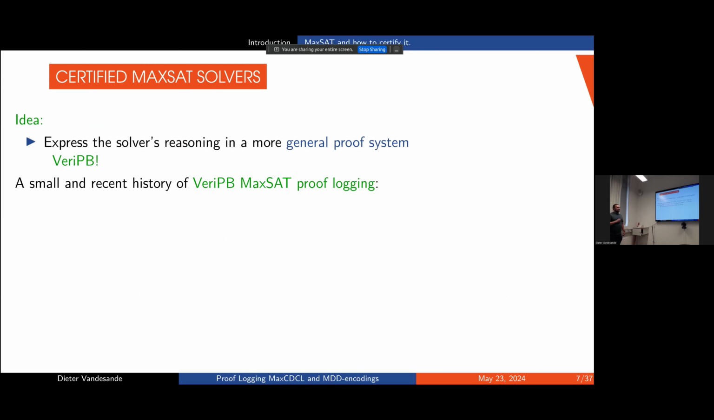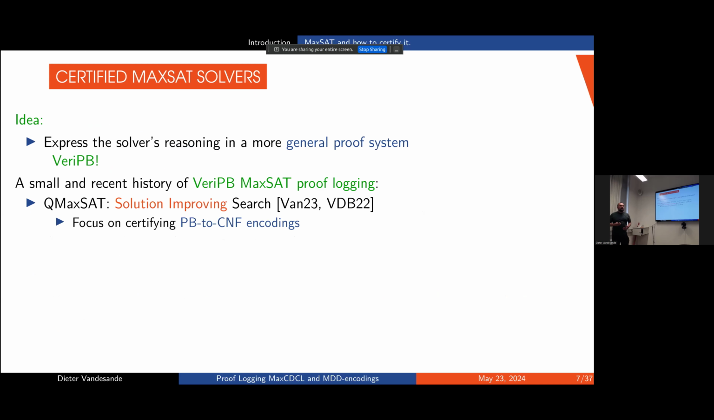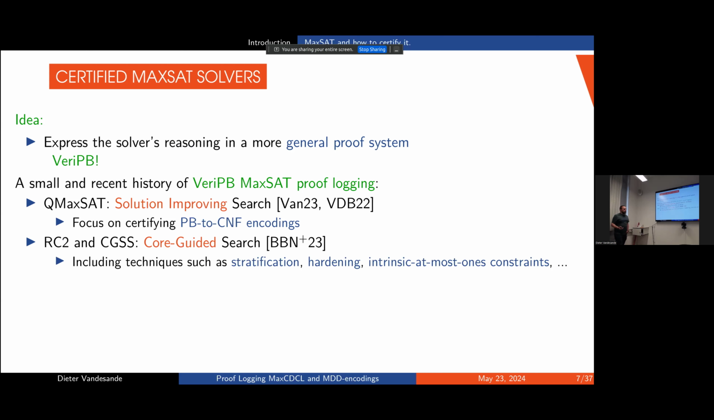First, there was QMaxSAT. And QMaxSAT is a very easy model improving solver that searches for better solutions all over again and introduces a CNF formula that actually encodes this model improving constraint. So the focus there was on these pseudo-Boolean to CNF encodings. Then there was core guided search in RC2 and CGSS with all of the techniques on board in these solvers. So that was actually the first state-of-the-art MaxSAT solver with proof logging.